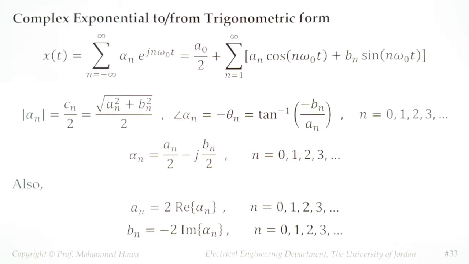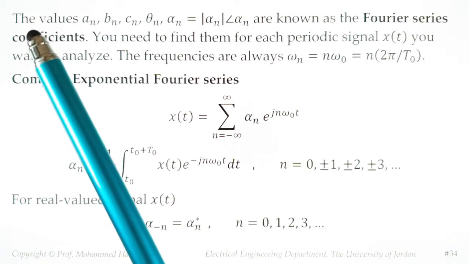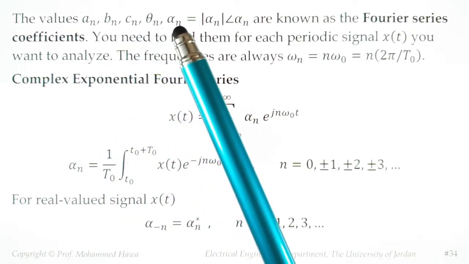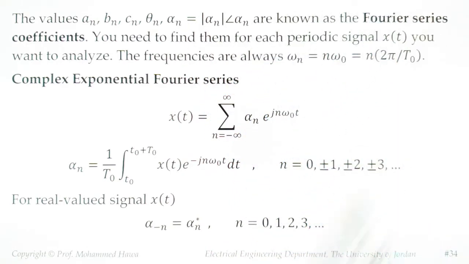Those equations are so easy to derive. You should memorize them, you should remember them. They will be very useful. A lot of times we'll calculate a certain form because it's easier to calculate, and then we jump to another form using those formulas. So the values an, bn, cn, theta n, alpha n, that complex number with the magnitude and phase, are all known as the Fourier series coefficients.